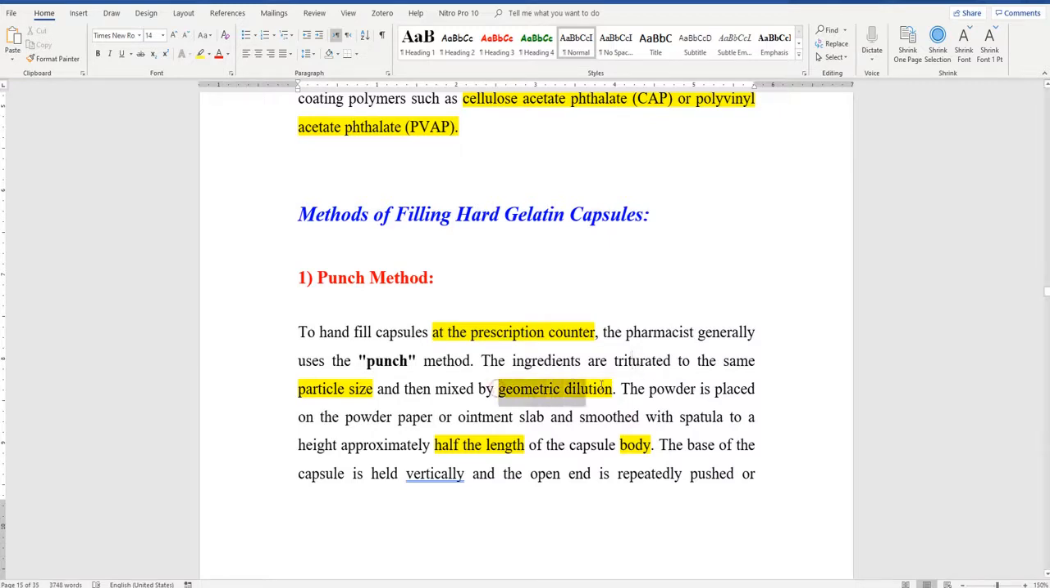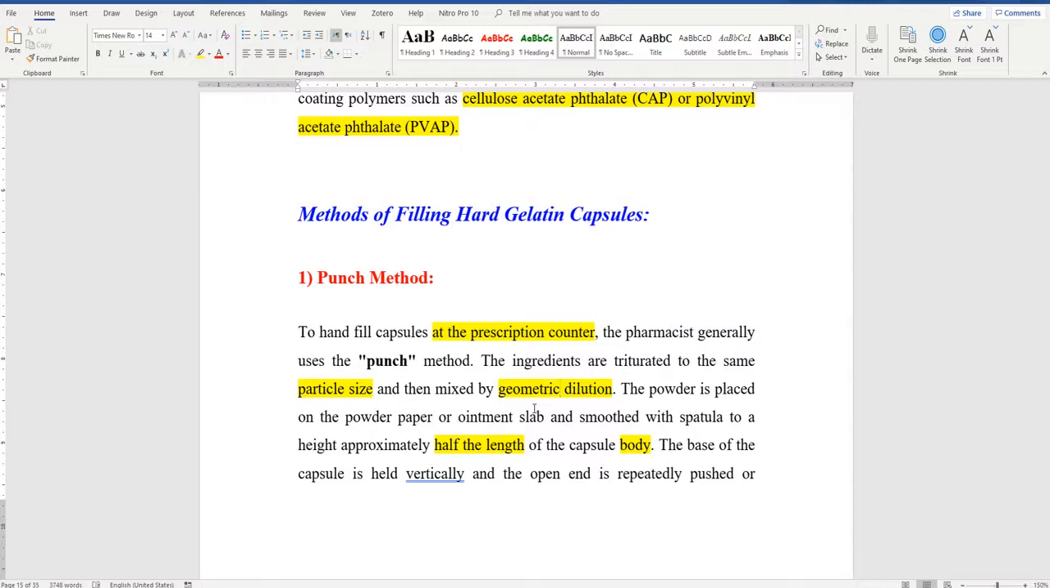Now remember that geometric dilution can be used in case you are mixing a very small quantity with a very large quantity. In some textbooks they say when the ratio is 1 to 10 or 1 to 20 or 1 to 100. In this case you will have a very small amount with a very large amount of powder. Okay, now after doing the mixing, what do you do?